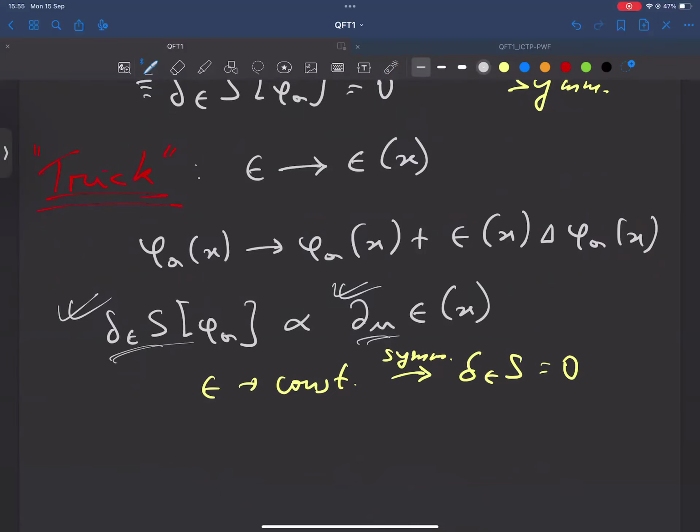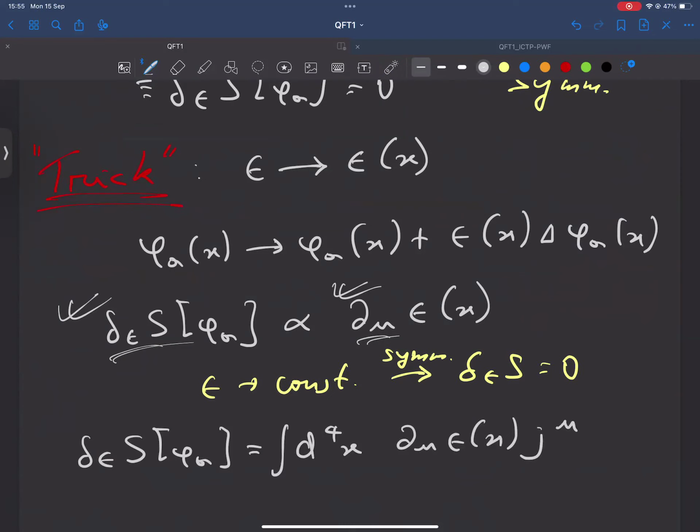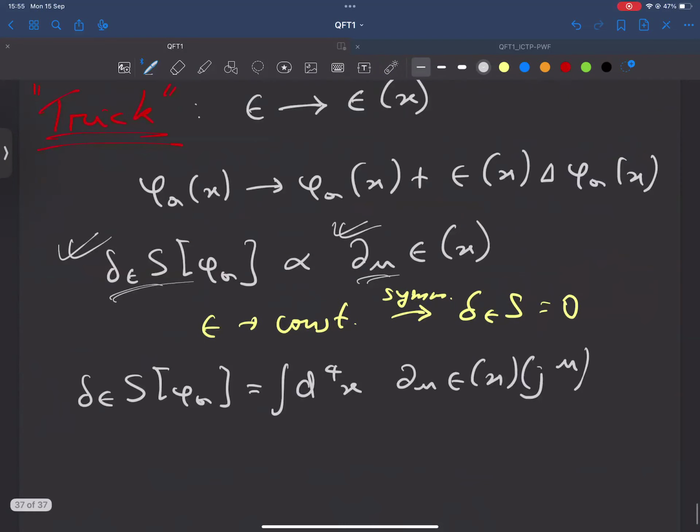So if that's the case, then you can write down this object as del_mu epsilon, but since it's proportional to it, with a proportionality factor j^mu. Some proportionality factor.